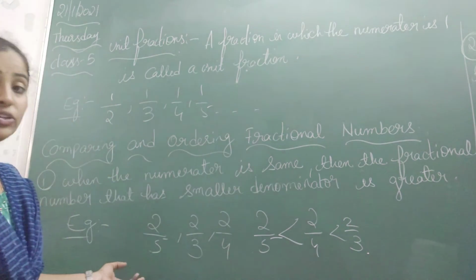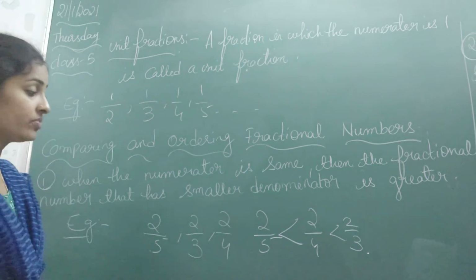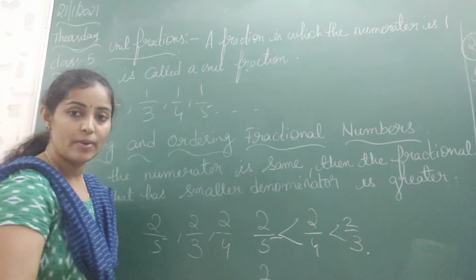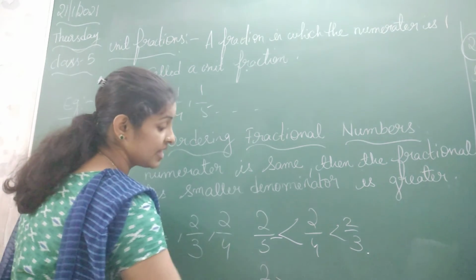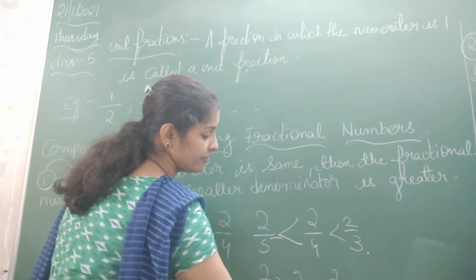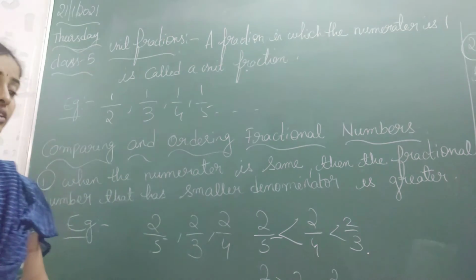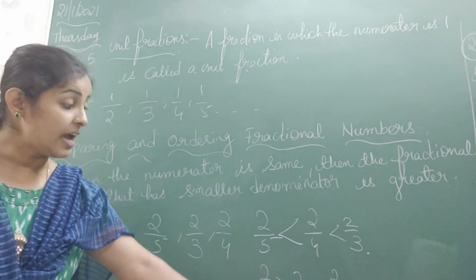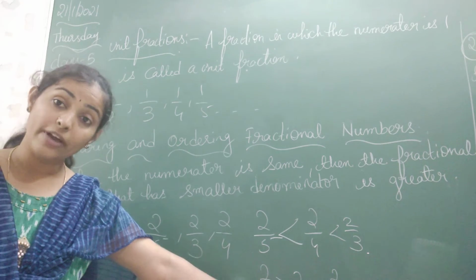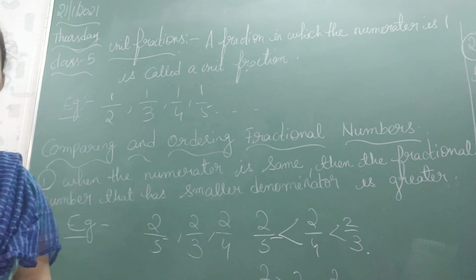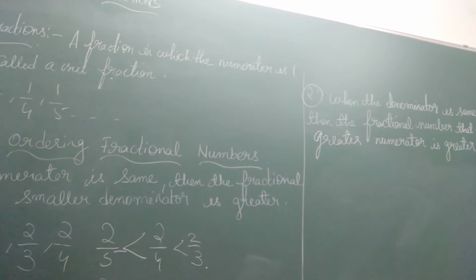If I want to arrange in descending order, which is the greater one? 2 by 3. 2 by 3 is greater than 2 by 4, which is greater than 2 by 5, right? That is when the numerator is the same.